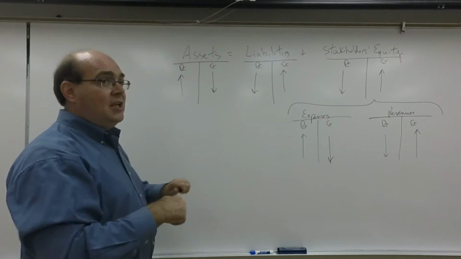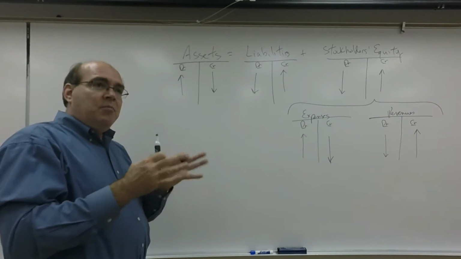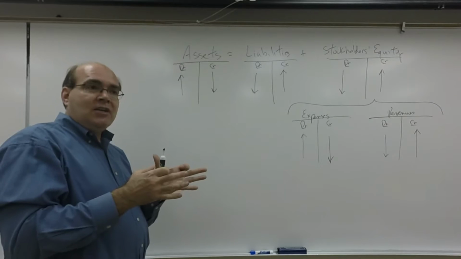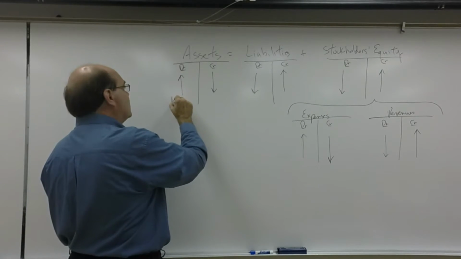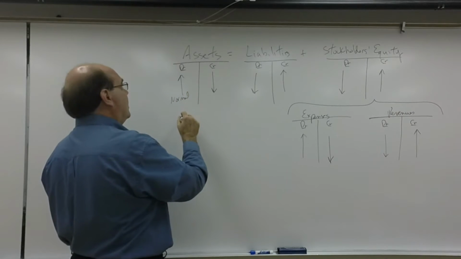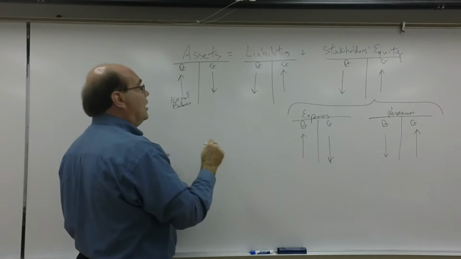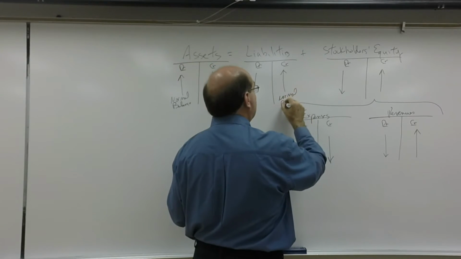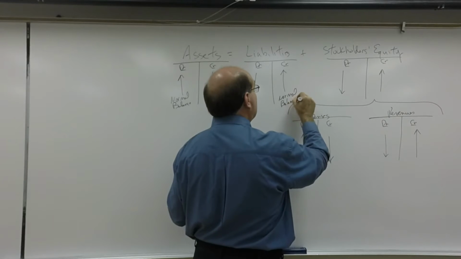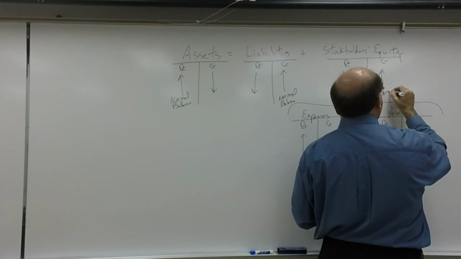The other thing you might want to keep in mind, there's something we call normal balances. That means that the accounts have a balance where most of the transactions are usually either debits or credits. So with an asset, it's a debit. So normal balances are here. On liabilities, normal balances are on the credit side. And in stockholders' equity, normal balances are also on the credit side.